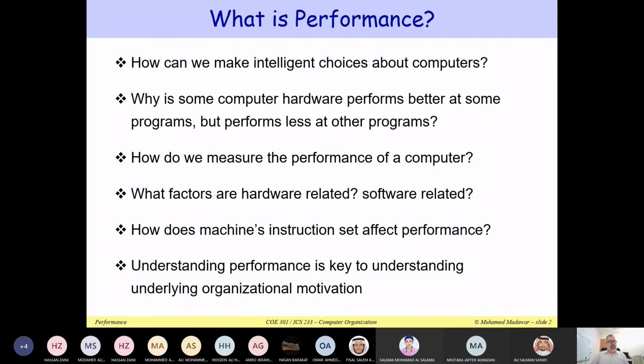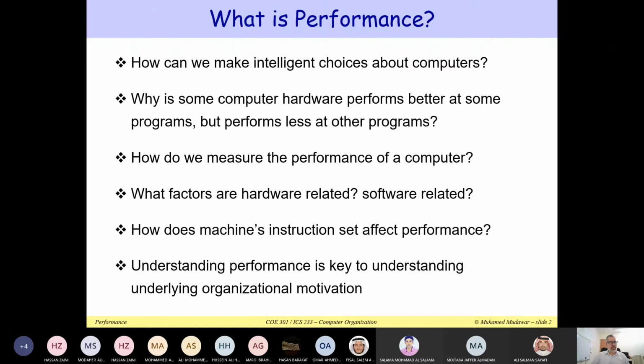So the question is, what is performance? Okay, so you have probably seen this before in other courses. Really, we would like to make some intelligent choices about computers. Okay, so we ask, for example, why some computer hardware performs better at some programs but performs less well at other programs. So how do we measure the performance of a computer system?